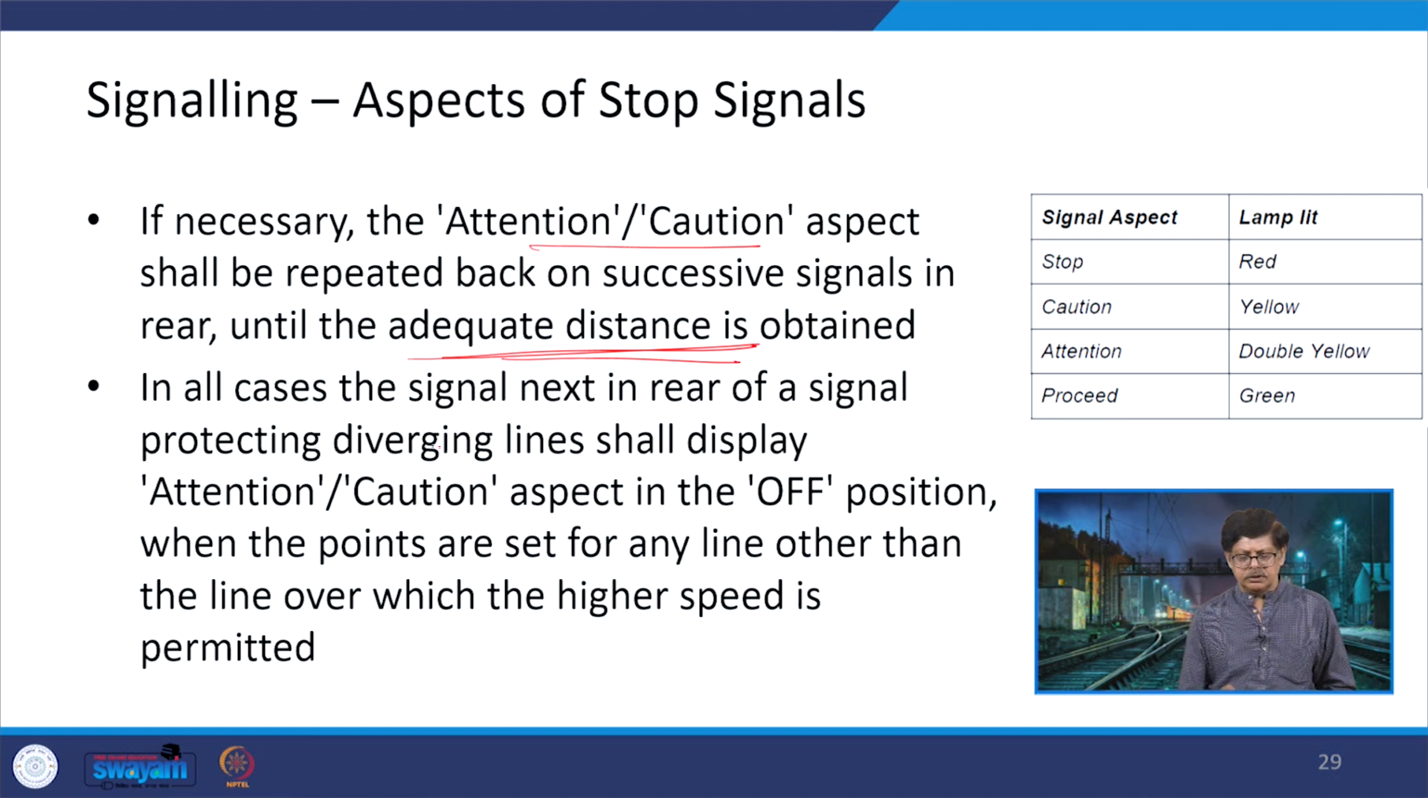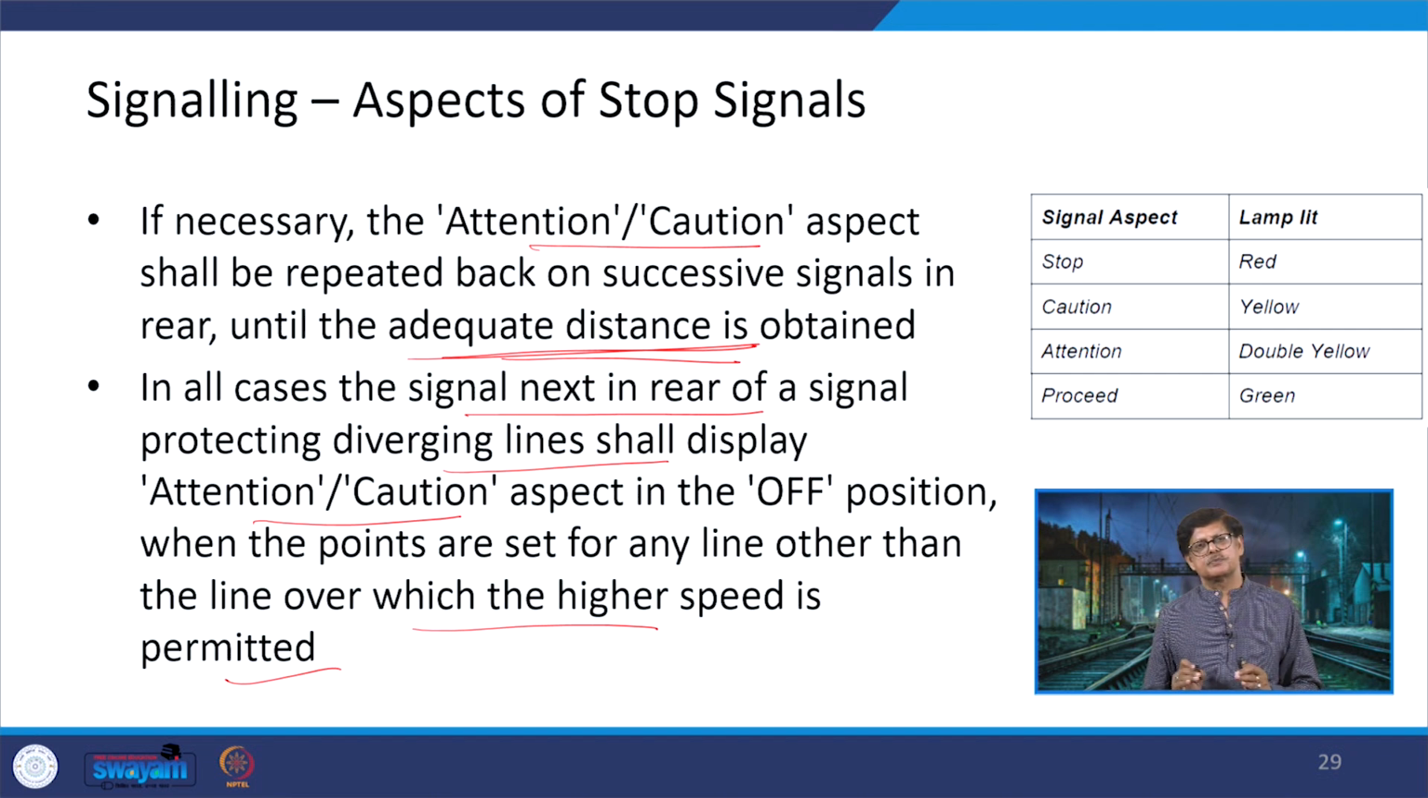Now, in all the cases, the signal next in the rear of a signal which is protecting diverging lines shall display attention and caution aspect in the off position when the points are set for any line other than the line over which the higher speed is permitted. So, if instead of a main line, it is being set for the loop lines, then this attention and caution aspect has to be shown there.